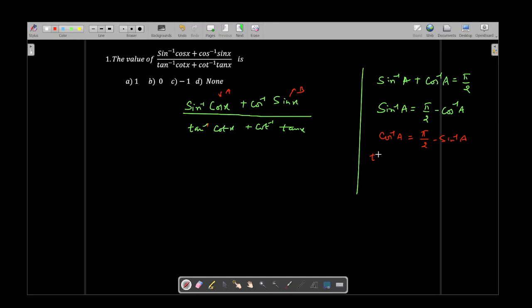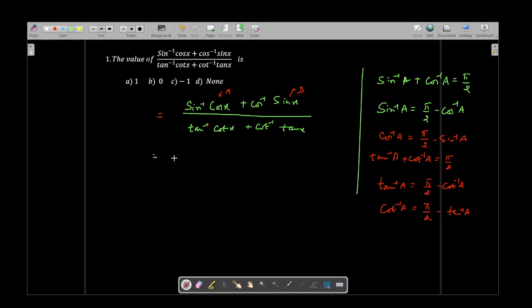In the denominator we have tan inverse and cot inverse. So we know that tan inverse of a plus cot inverse of a is also pi by 2. From this I can write tan inverse of a equals pi by 2 minus cot inverse of a, and cot inverse of a equals pi by 2 minus tan inverse of a. So we'll use the same thing.